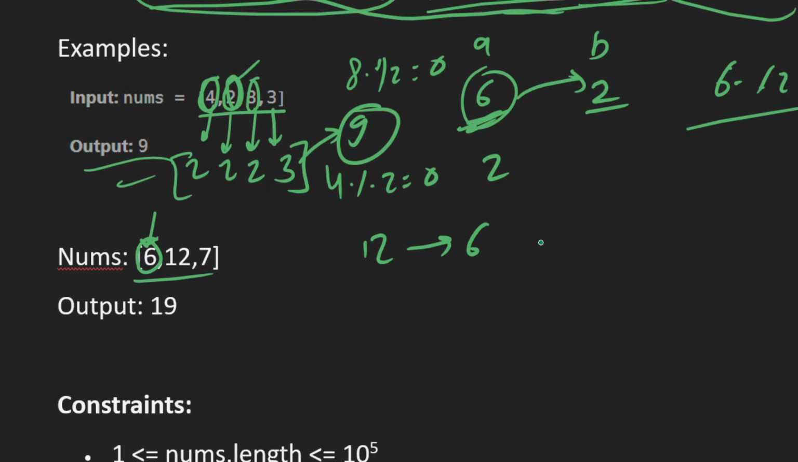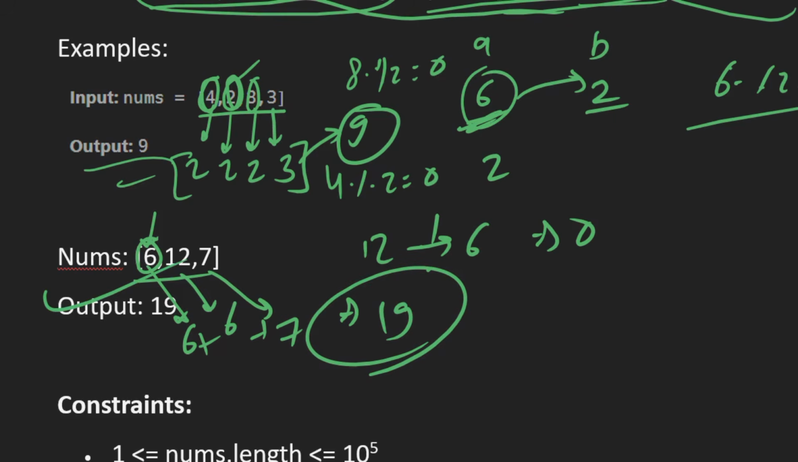12 is divisible by 6, as 12 modulo 6 is 0. So we can replace 12 by 6, and 6 will be 6 only, and then 7 will be 7. So 6 plus 6 plus 7 is 19. So 19 is our answer.